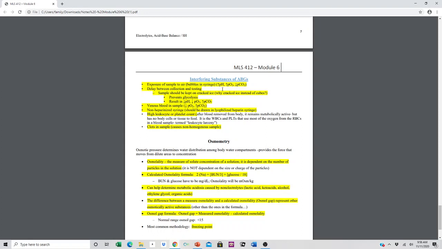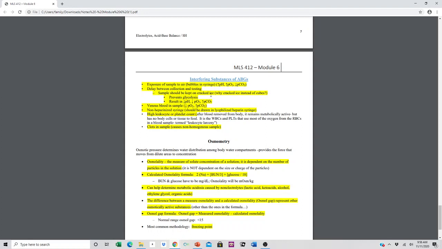So if there is air in the syringe, that air is not going to stay in a pocket. It's going to attempt to spread out throughout that sample, which is going to lower the amount of CO2 that was actually there from the patient's sample. So you're going to have a falsely low PCO2, a falsely high O2 because of the oxygen from the air, and a falsely high pH.